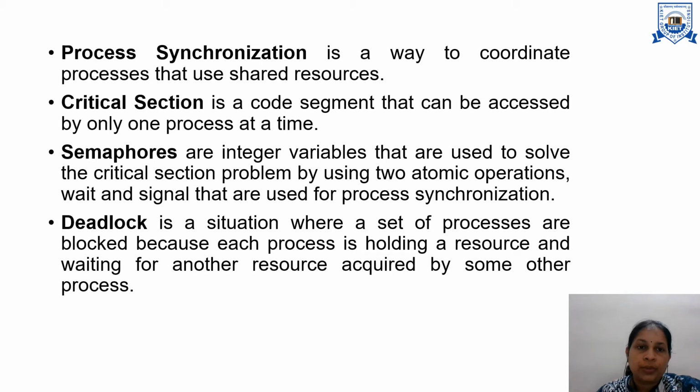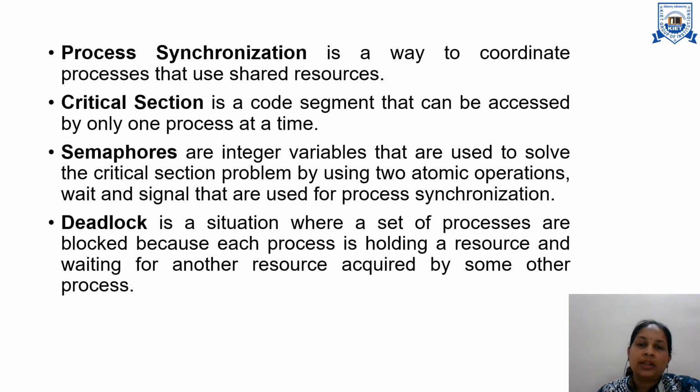Critical section problem. So what is a critical section? Critical section is the code segment that can be accessed by only one process at a time. Basically, suppose A is a variable which is shared by two different processes P1 and P2, then the code segment in which we are using the variable A is known as the critical section.